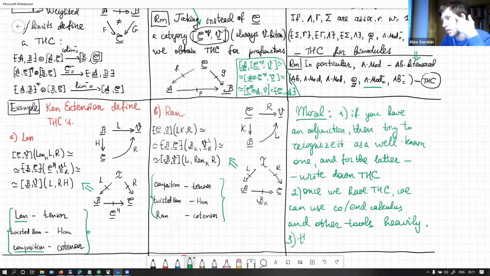Hint number 3. Think in what category do you work? Depending on the category, you will have different right, left scan extensions, weighted limits, colimits, Tensor-Hom-Cotensors, and so on. So taking all this together and being very careful will give you insane freedom. I will say that personally this freedom allowed me to derive many results.